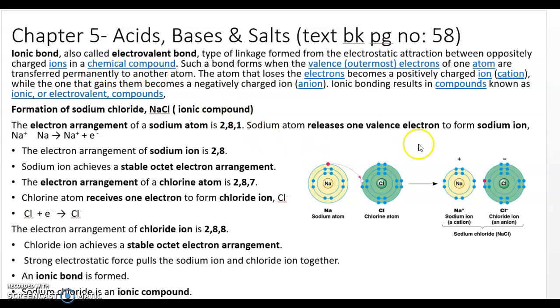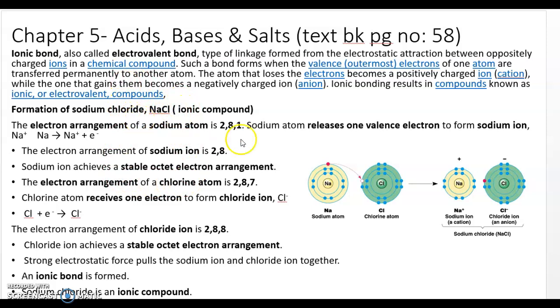So one is plus and one is minus. You can see Na is plus and Cl is minus. Such a bond forms when the valence electrons of one atom are transferred permanently to another. So this is a valence electron which is transferred permanently to the other. The atom that loses the electron becomes positively charged, called a cation, and the atom that gains electrons becomes negatively charged, called an anion. So an ionic bond results in the compound known as an ionic or electrovalent compound.